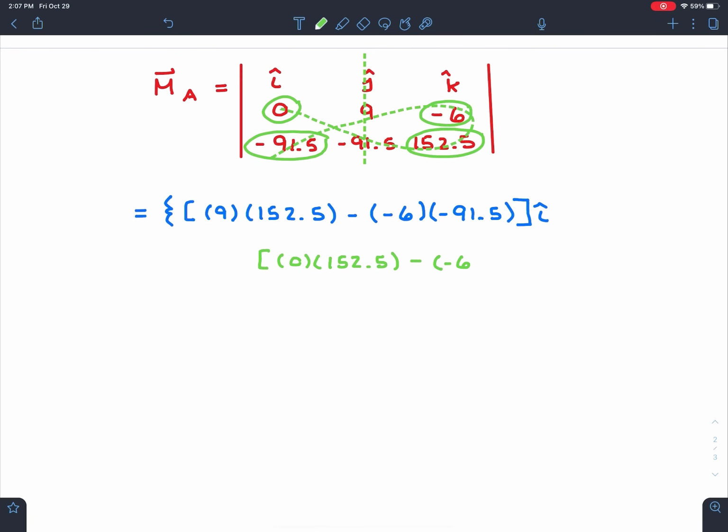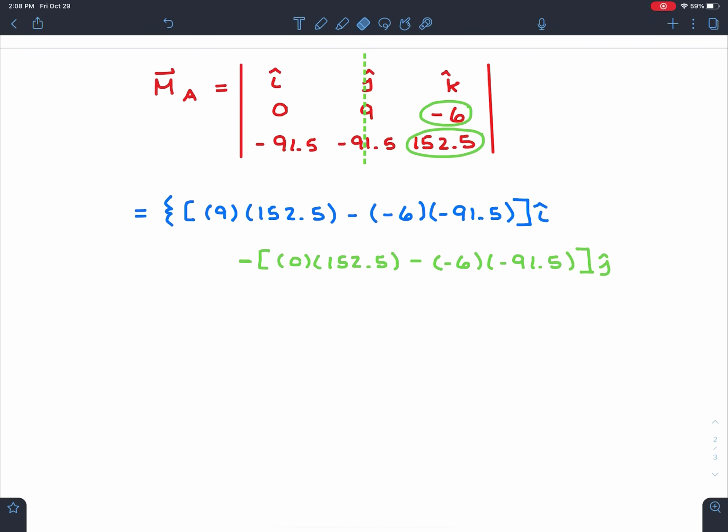So -6 times -91.5. What's nice about the fish method is once you guys get it for a couple times, it actually becomes pretty simple. You don't need to draw a fish at all. It's quite a nice pattern. So again, this is going to be the J component. But there's one thing you have to keep in mind. There's one trick to the fish method, one trick, and that is this. At the beginning of our J component, we have to have a negative sign. That's going to be subtracted from everything that we just calculated. That's going to be the J component.